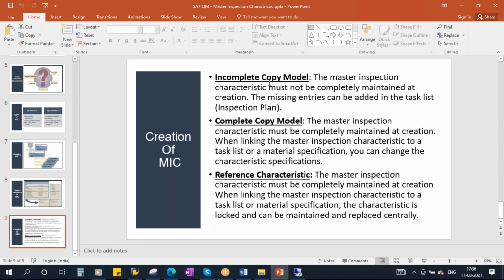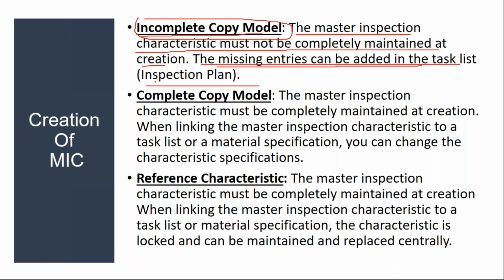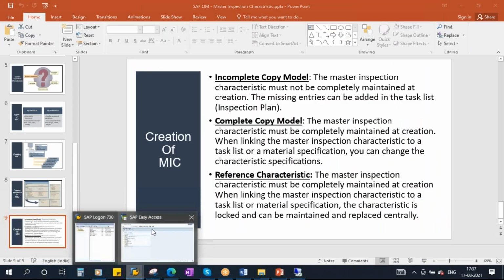Now we will discuss what is the difference between incomplete copy model, complete copy model, reference characteristic. If you select incomplete copy model, the master inspection characteristic must not be completely maintained at creation. The missing entries can be added in the task list. So here, incomplete copy model means you will not maintain it fully during creation. The missing entries, you can add it in the task list. I'll show you now. So let's use this system.